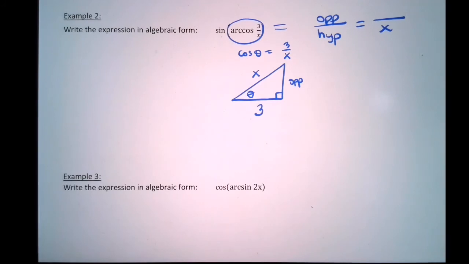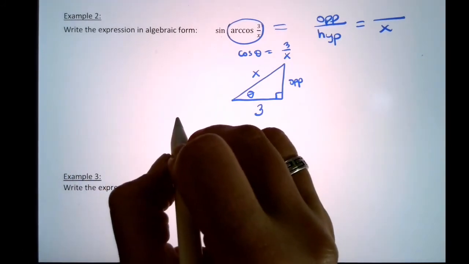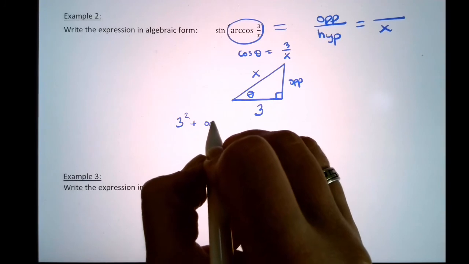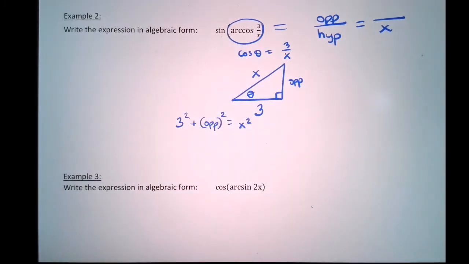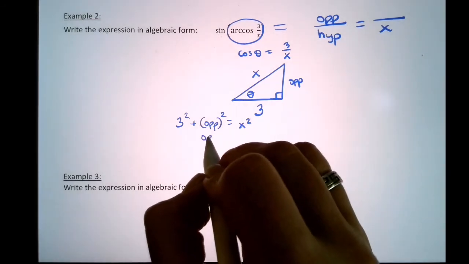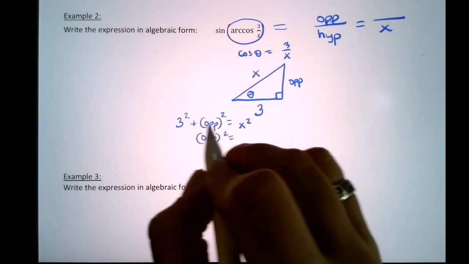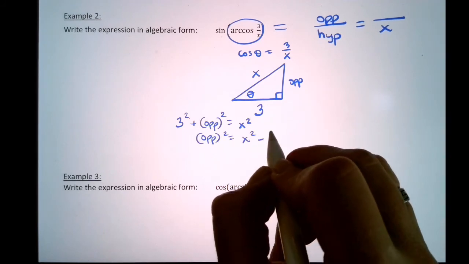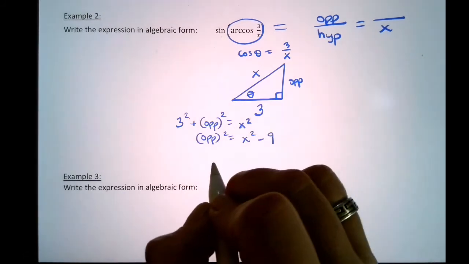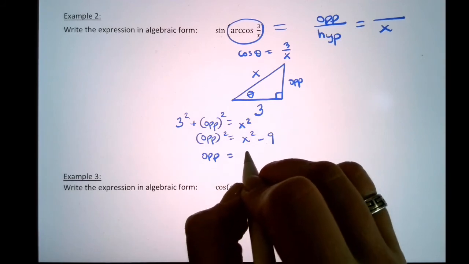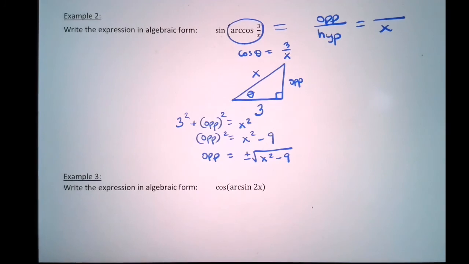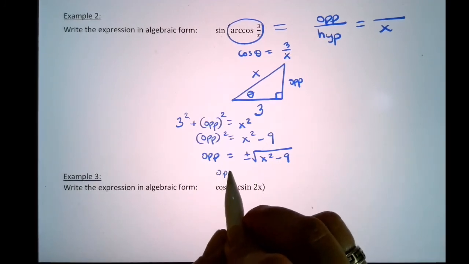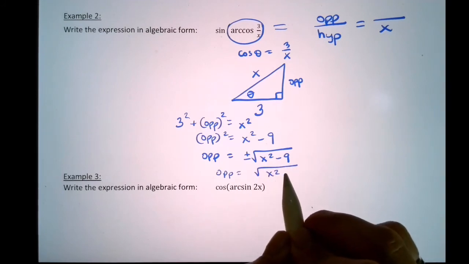Pythagorean theorem. So remember, Pythagorean theorem says leg squared plus leg squared equals hypotenuse squared. You're solving for the opposite side, right? So that means I'm going to bring that 3 squared over. Remember, 3 squared is 9. I'm going to take the square root of both sides, and when you do that, you get plus or minus. But again, this is a freestanding triangle, so we're going to select the positive length. We're going to say the opposite side is the expression, the square root of x squared minus 9.